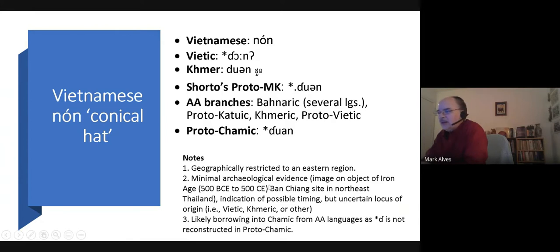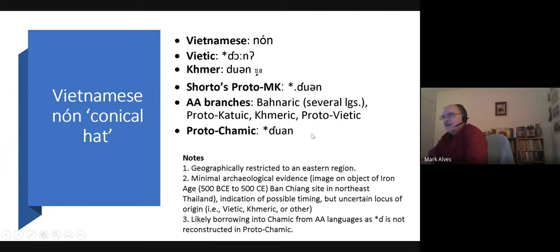There's a little archaeological evidence of the conical hat. There's an image on an object of a person wearing a conical hat, but it's actually in Ban Chiang in northeast Thailand. So we don't know where it is. Was it Vietic or Khmeric or another? I don't know. It would be one of these probably, because these are the languages that have them. I could try and say maybe it's Khmeric, maybe it's Vietic, but I just don't know. And I have to say, I cannot know.